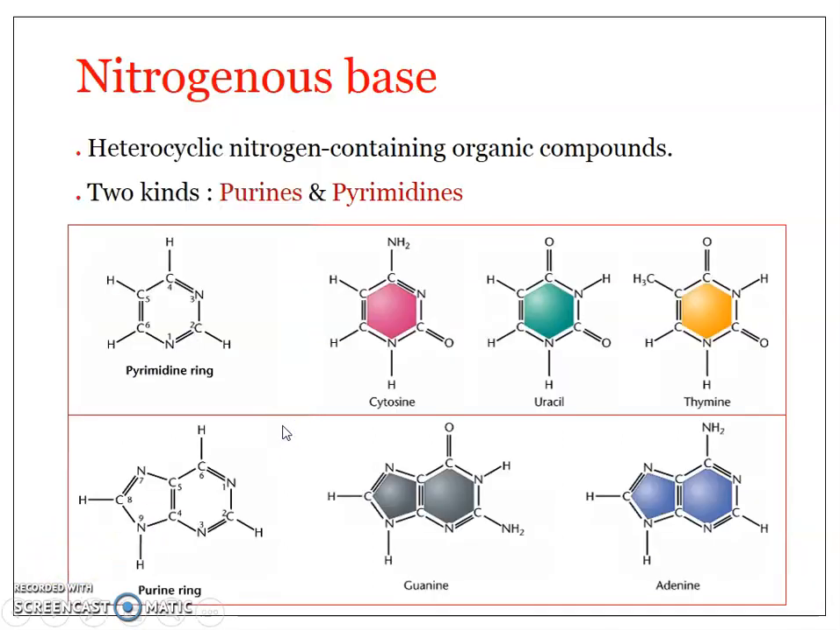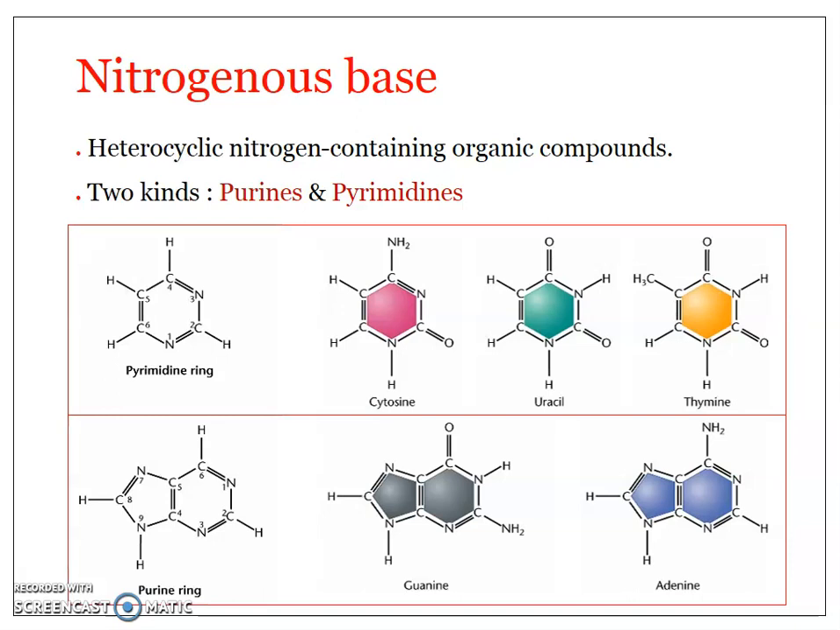So, as we have already mentioned, nucleic acids are polymers of nucleotides, and a single nucleotide, the monomer of the nucleic acid, is composed of three molecules. It is a pentose sugar to which the nitrogenous base as well as the phosphoric acid is attached. To the first carbon of the pentose sugar is attached a nitrogenous base, and the fifth carbon of the pentose sugar is attached to the phosphoric acid.